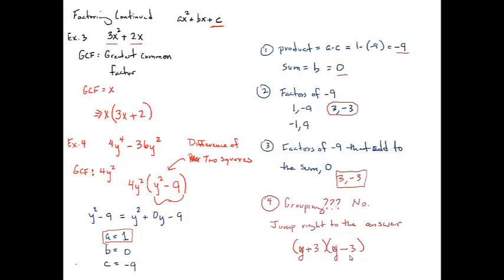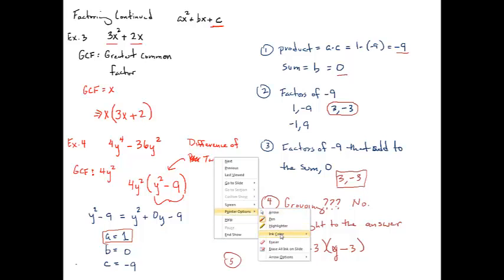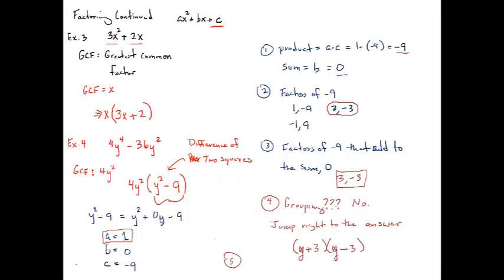y minus 3. So the entire thing factored, my final answer, let's go back to my red. My final answer is going to be 4y squared times y plus 3 times y minus 3. And that is factored completely.